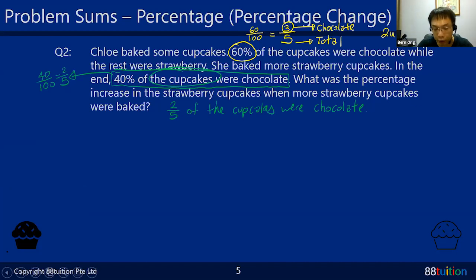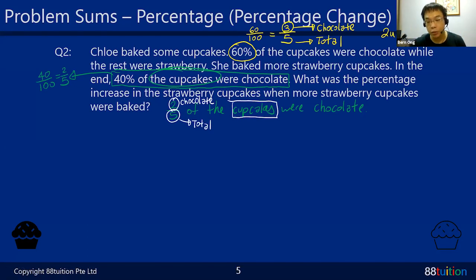Okay, so in this case we are talking about the cupcakes again. So the total cupcakes is the 5 here. This is your total, and the 2 represents your chocolate. Can you see? So now you understand the story. In the beginning, 3 out of 5 were chocolates. Then 2 units were strawberry. But she baked more strawberry. Then what happened? Now 2/5 were chocolates. But we never make more chocolates. We never eat away chocolates also. But how come the number is different?